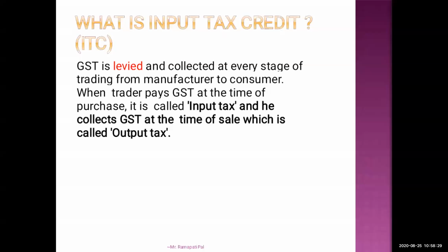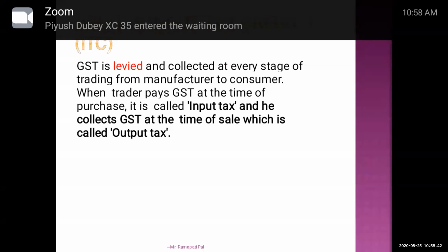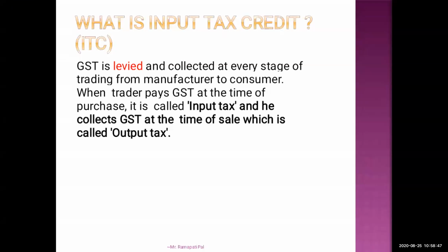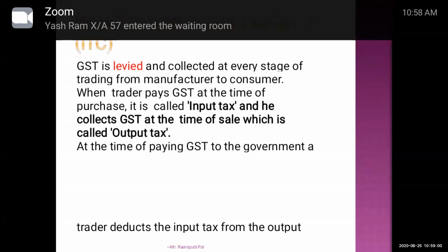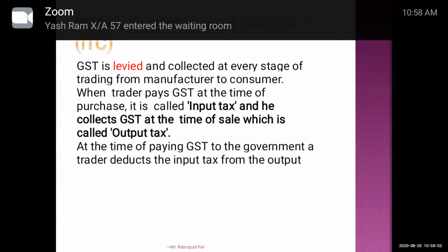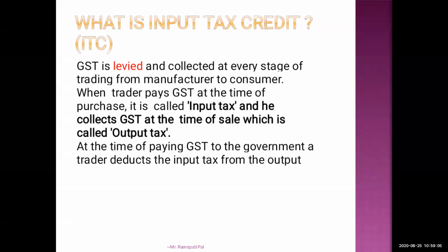So when traders purchase, that is the input. When the traders purchase, it is input tax, and after taking the benefit, more money, when they sell, that is the output tax. At the time of paying GST to the government, a trader deducts the input tax from the output tax.